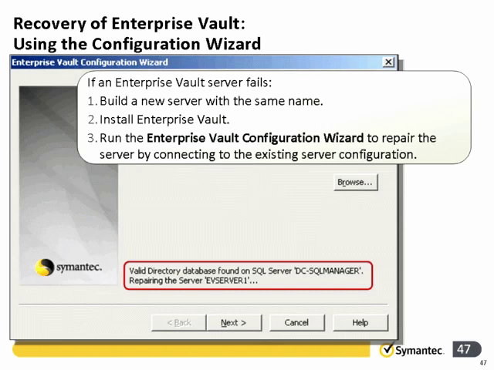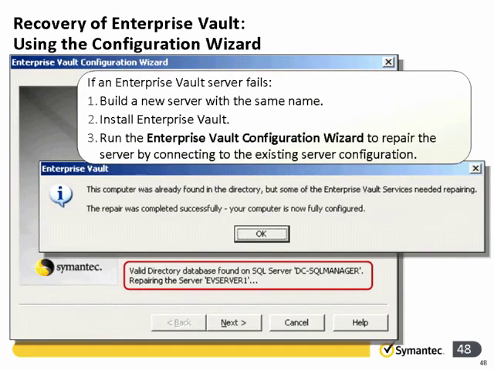This is showing you a screenshot from the Enterprise Vault configuration wizard where we've created a new server. We've installed the Enterprise Vault components, we've recovered from our backup, and we've run the configuration wizard. And you can see that there's a warning that the valid directory database was found. That means our SQL server didn't crash. So, hopefully, it should be able to go through and say that it's repairing our server, and we will get a pop-up that says that this computer was already found in the directory, needed some repairing, and hopefully it comes back and says that it was successful in performing that repair operation.